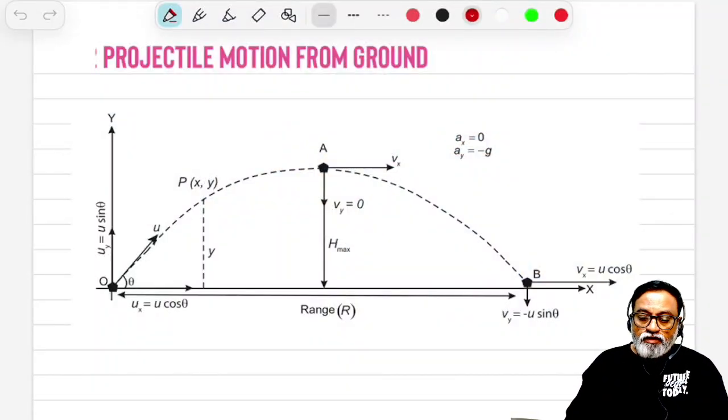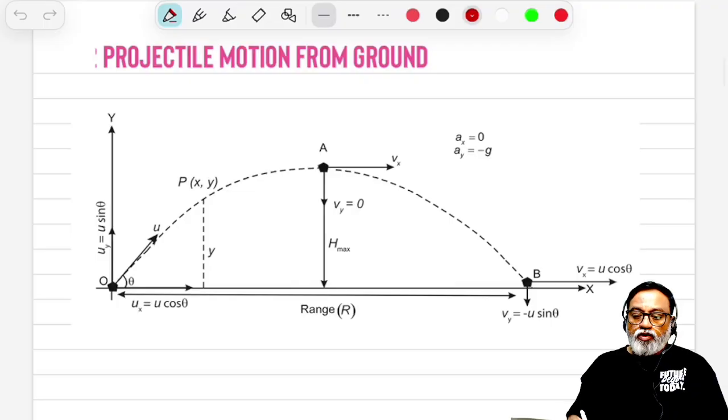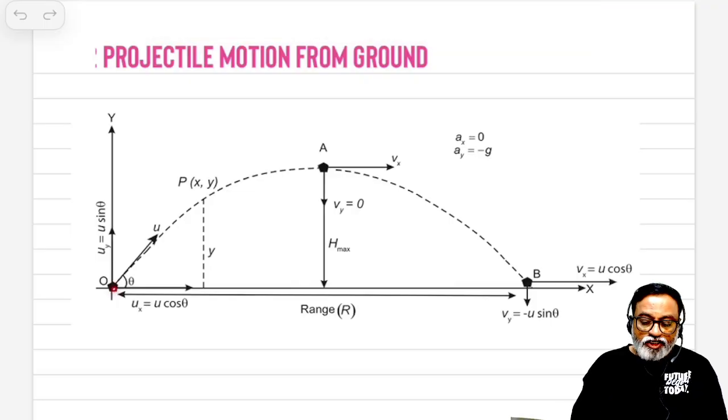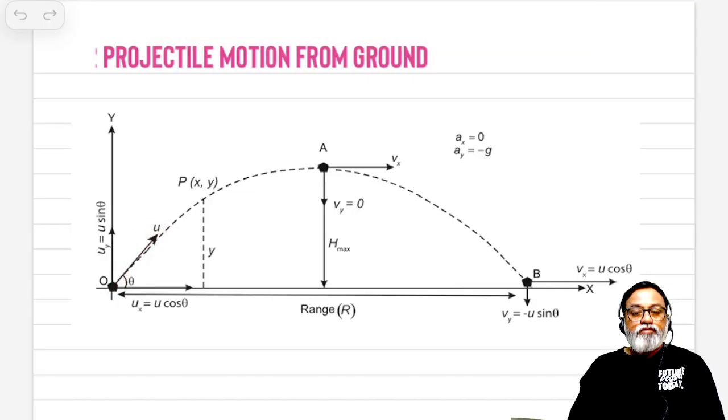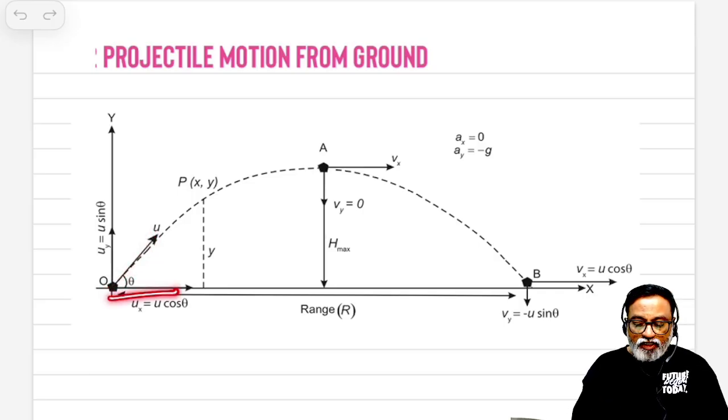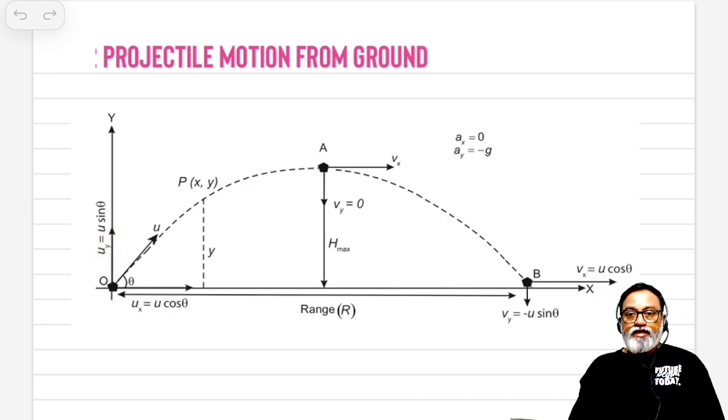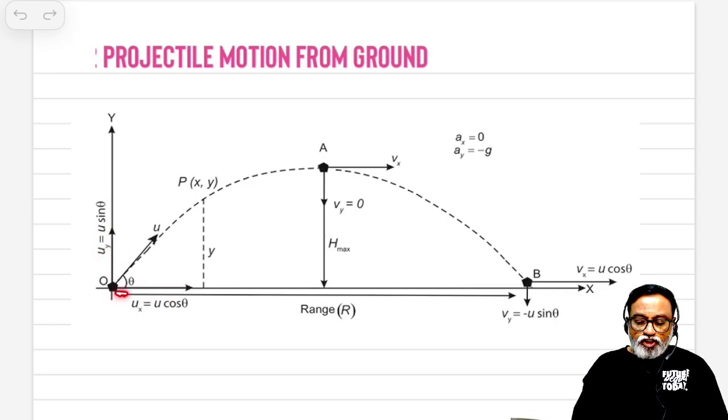See here, this is projectile motion from the ground. Here the object is projected with velocity u, which makes an angle theta with the horizon. This velocity we can resolve into two components: one is ux, u cos theta, another one u sin theta. In horizontal direction, there is no acceleration. This u cos theta is constant throughout the motion.